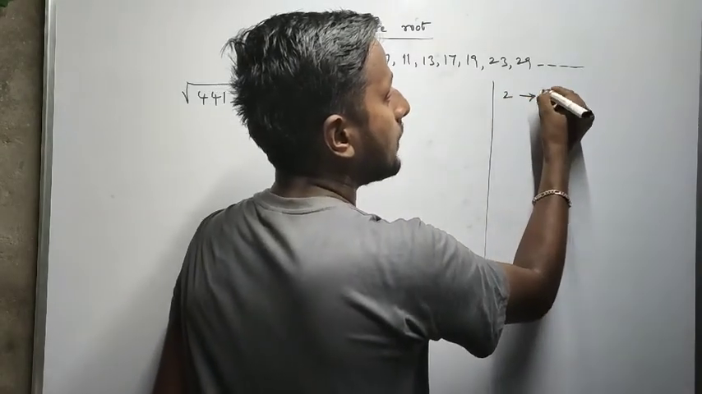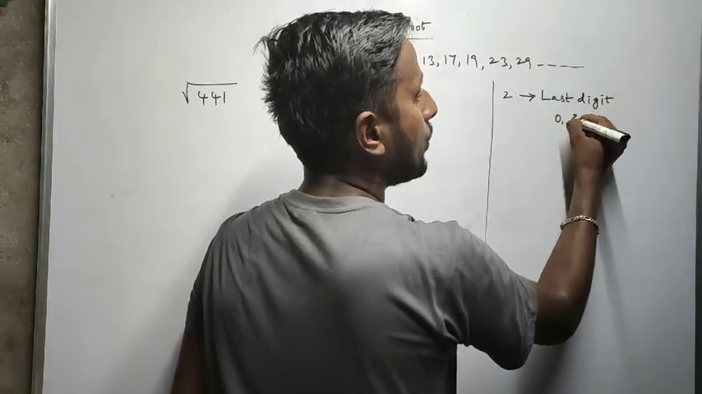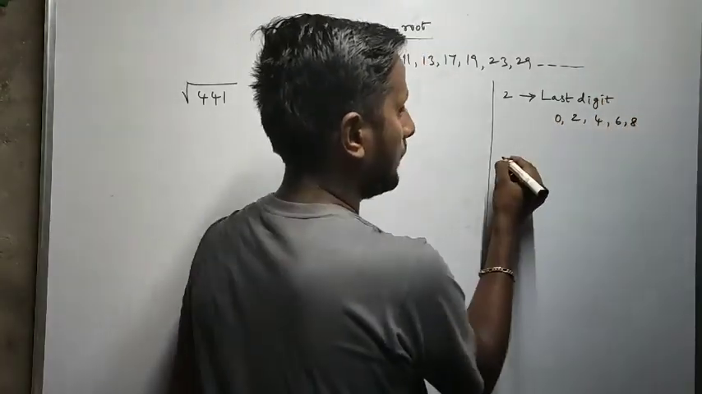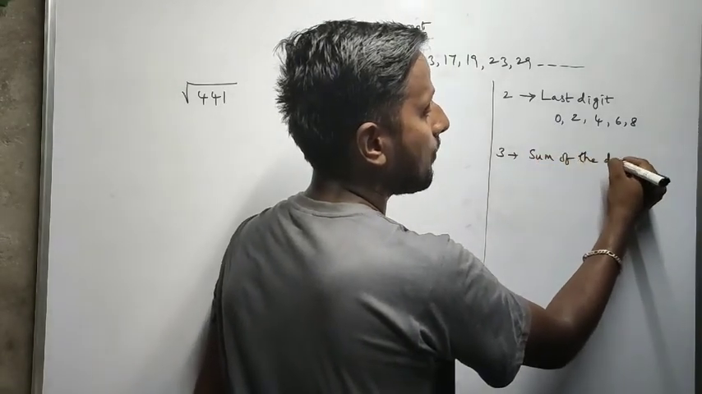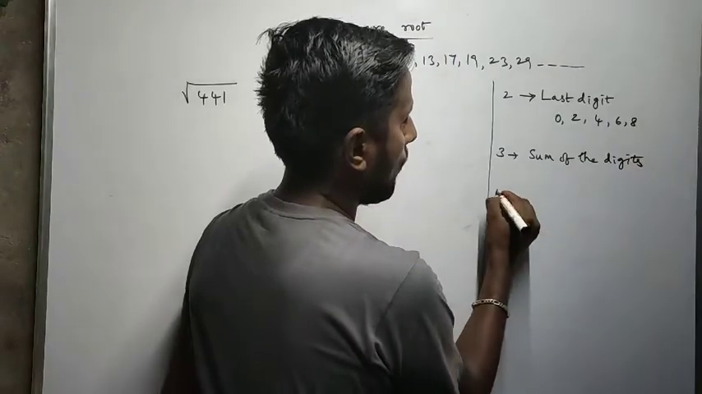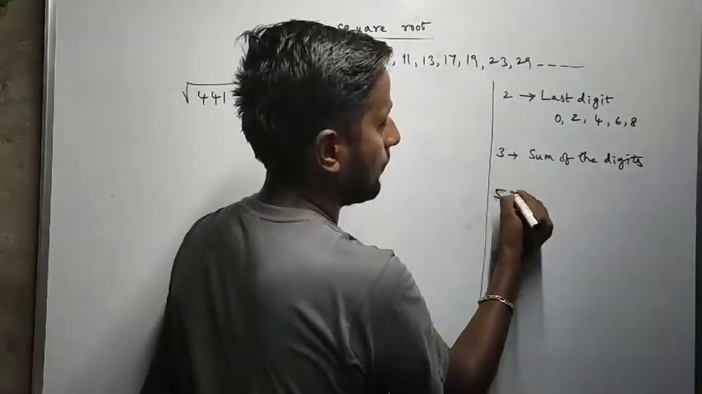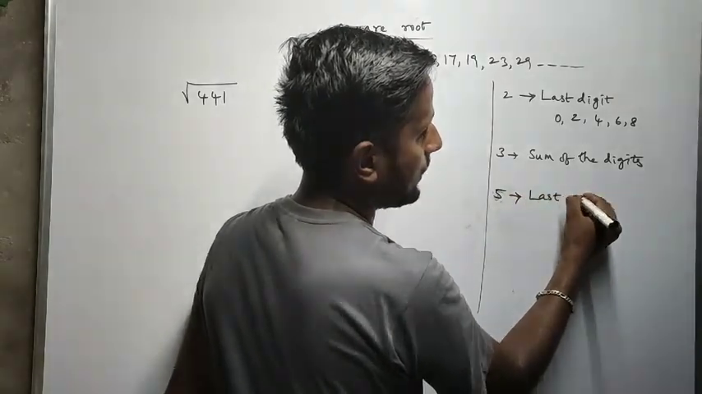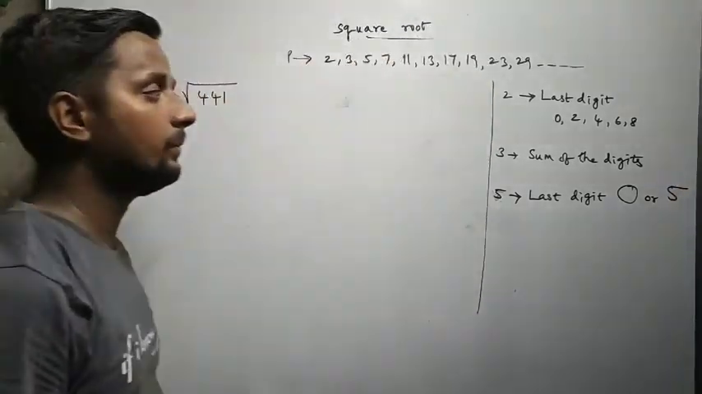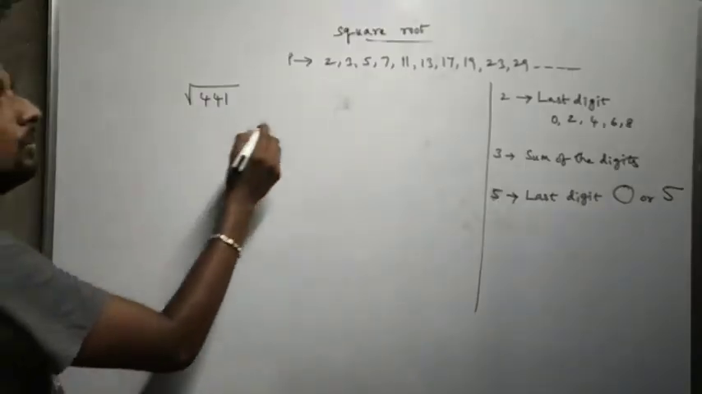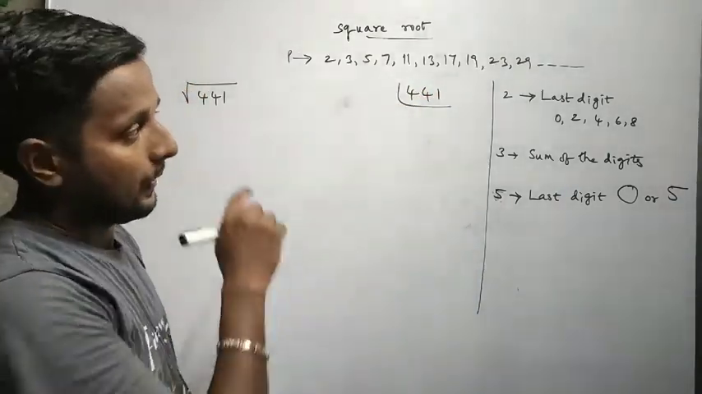Divisibility rule of 2: the last digit is 0, 2, 4, 6, 8. Rule of 3: sum of the digits. Add all the digits. The sum must be divisible by 3. 4, oh sorry, 4 is not a prime number, right? 5: the last digit is 0 or 5. Correct? So up to those is enough. Okay, now 441. Now do the division with the prime numbers.